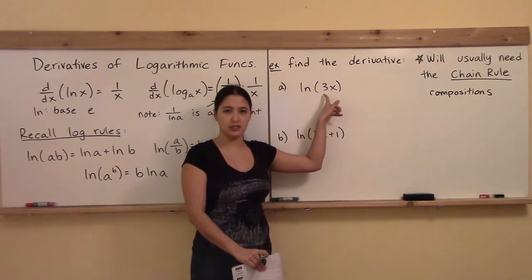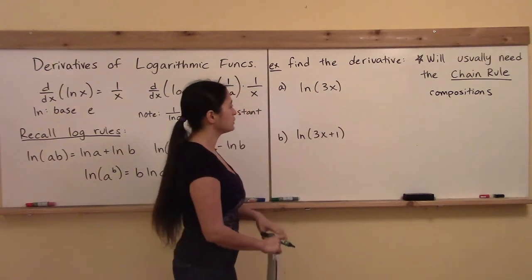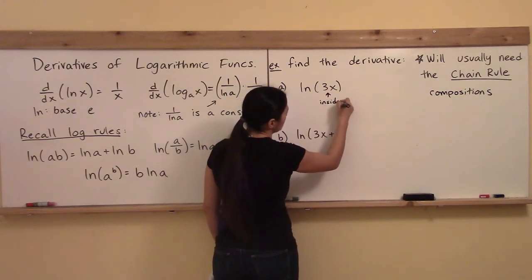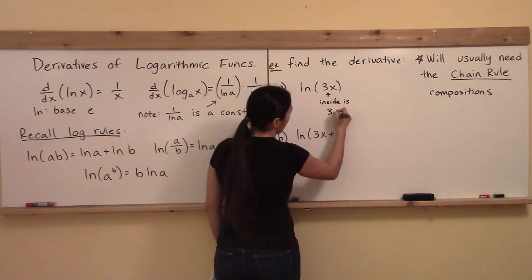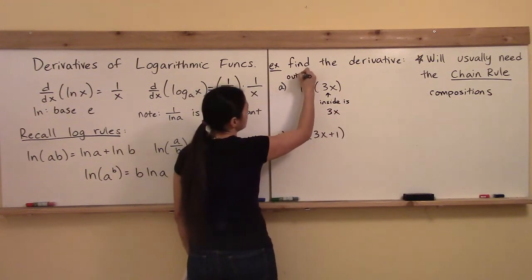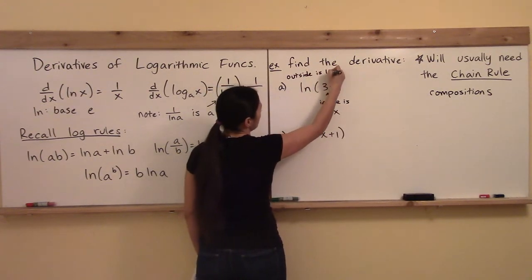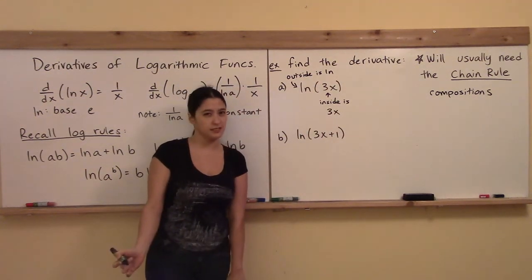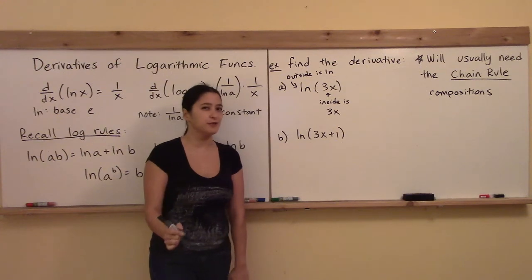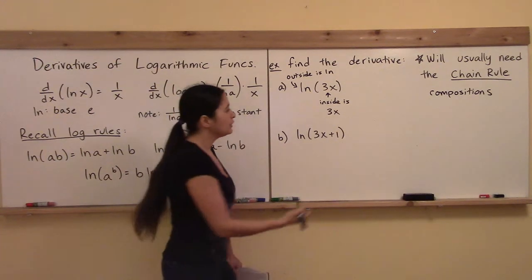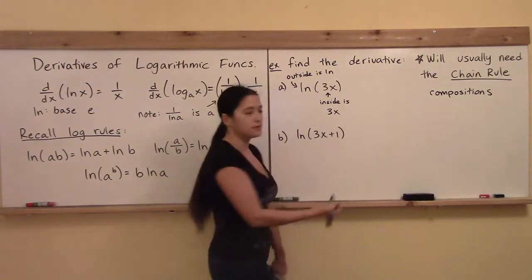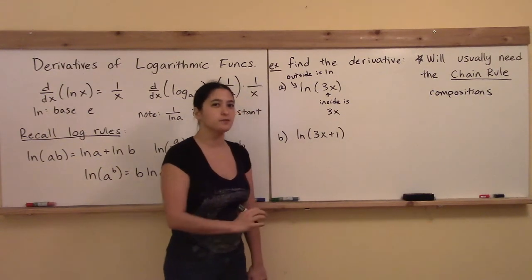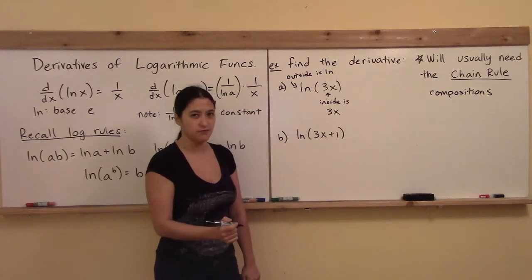Okay, so keeping that in mind, let's try to take the derivative of the log of 3x. The inside function is 3x, and the outside function is the log. Okay, so you want to keep that in mind. The inside function is 3x. And then the outside function here is the ln. That's the outside function. Do you guys remember what the chain rule is? When you're taking the derivative of a composition, you take the derivative of the outside function, evaluated at the inside function, and then you multiply it by the derivative of the inside function.